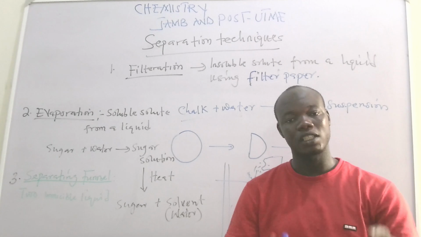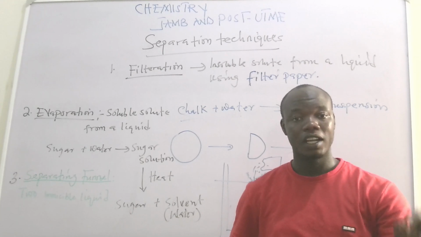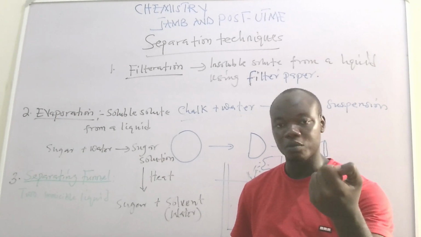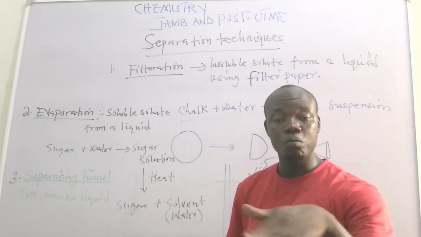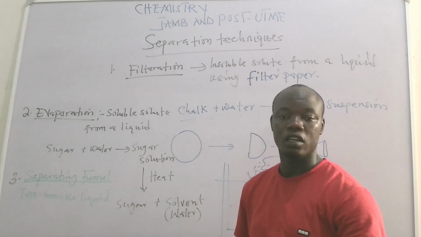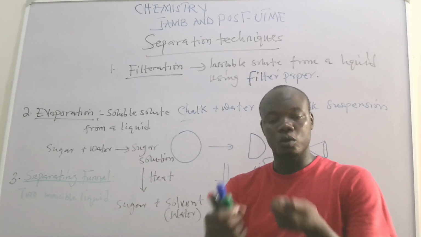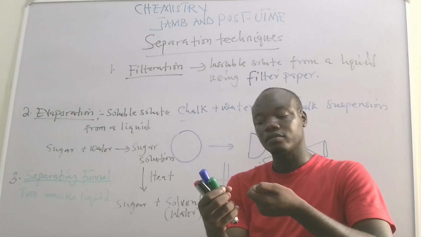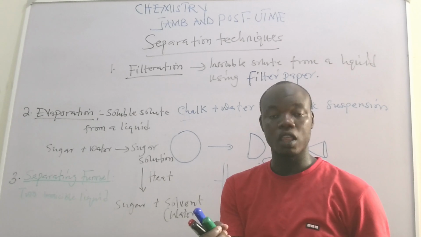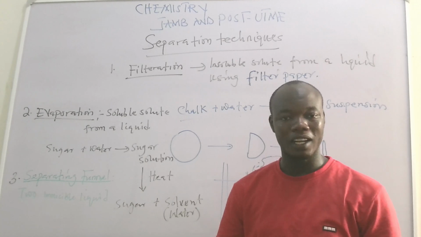As a result, you can just apply a simple separation technique, which is the separatory funnel, and open up your separatory funnel. Once you open it, the heavier liquid, which is water, will first be separated, or eluted. Then after that, you close the funnel, and then you follow it with the kerosene. So kerosene or petrol and water are two immiscible liquids.